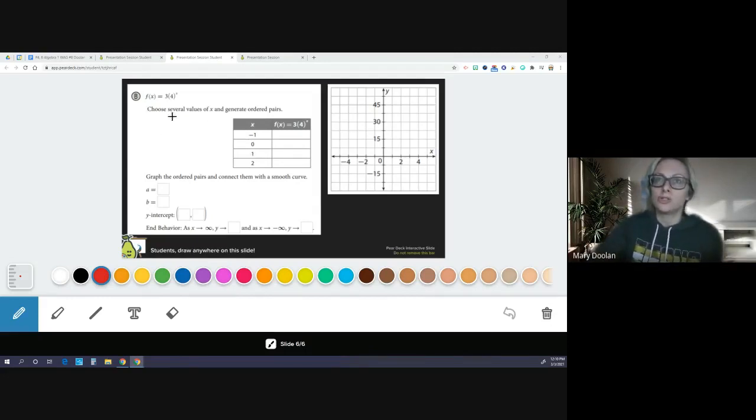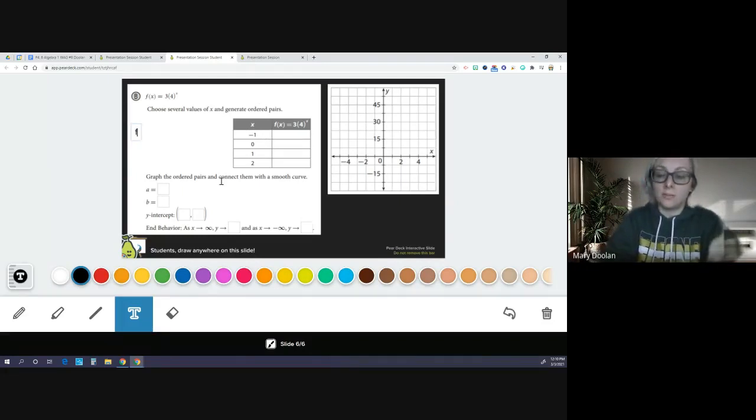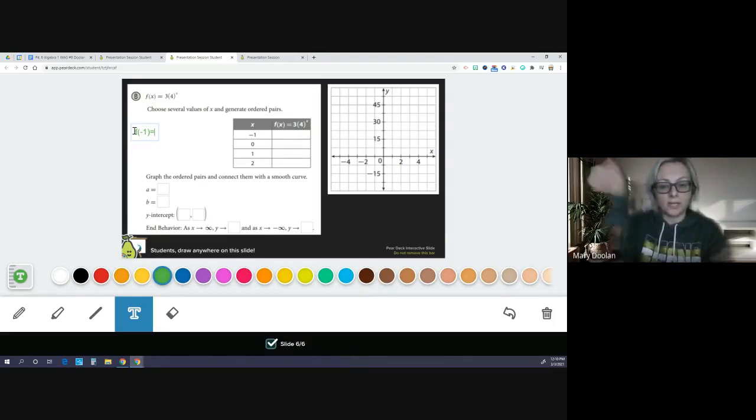So we're going to choose several values of x, which they've already done for you, and these are really great values to choose for an exponential function. And we're going to generate ordered pairs. So I am going to type out the function, but I'm going to replace x with -1 first. So we have f of x, but instead of x, I'm going to write -1 equals 3 times 4 to the x power.